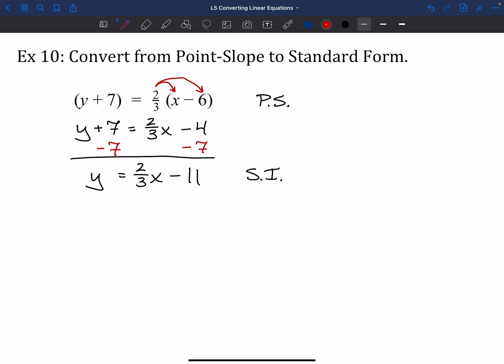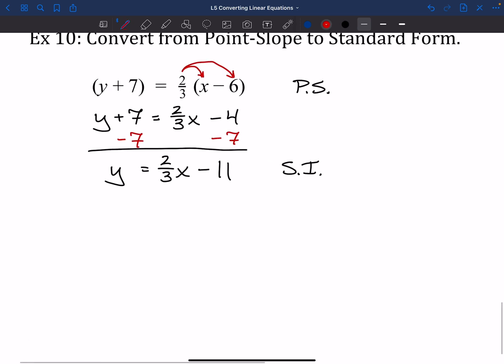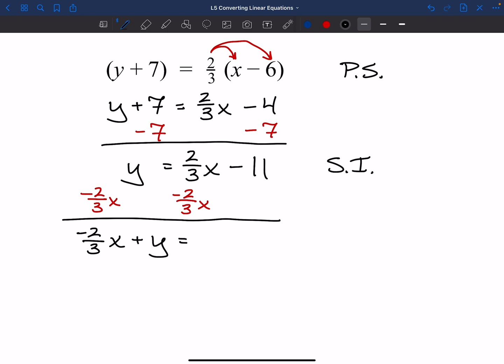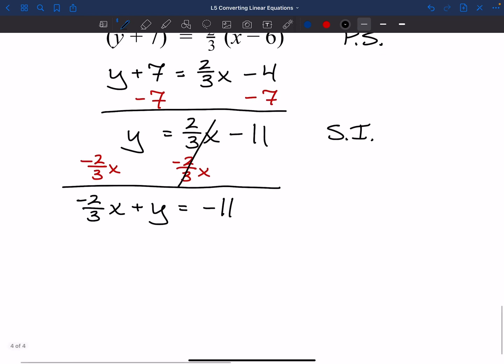To get to standard form, I need to move all my x's to be on the same side as the y's. Actually, let me zoom in a little bit. So to get those x's over, I need to subtract 2/3 x from both sides. So we get negative 2/3 x. We're going to put that out in front. And then plus y, because that y was positive. Over on the other side, we have just negative 11. So we're getting closer. All my x's and y's are on the same side, but I've got a negative fraction as my leading coefficient.